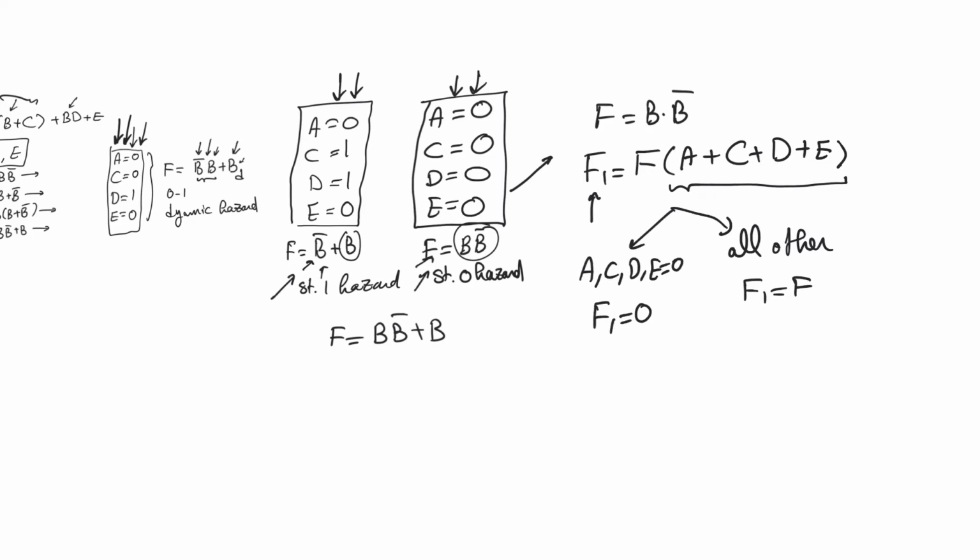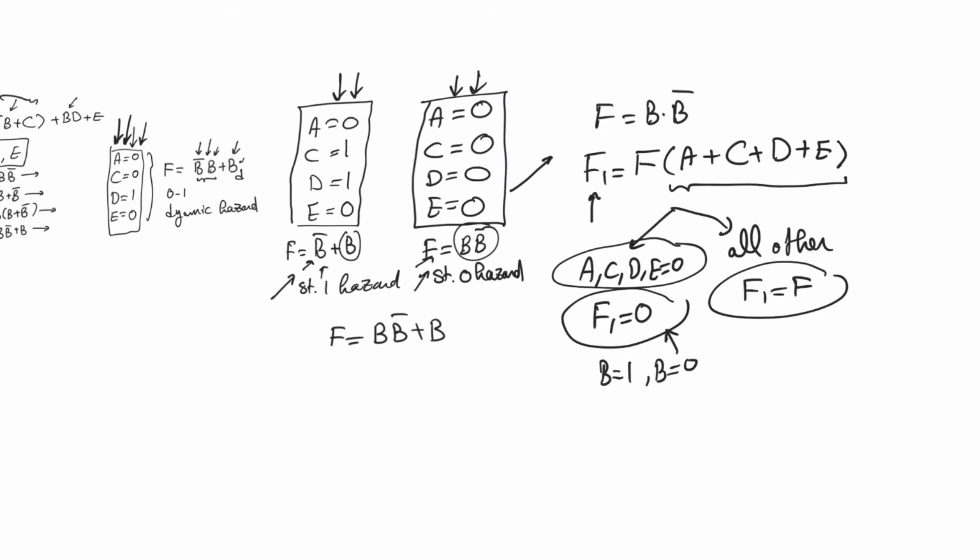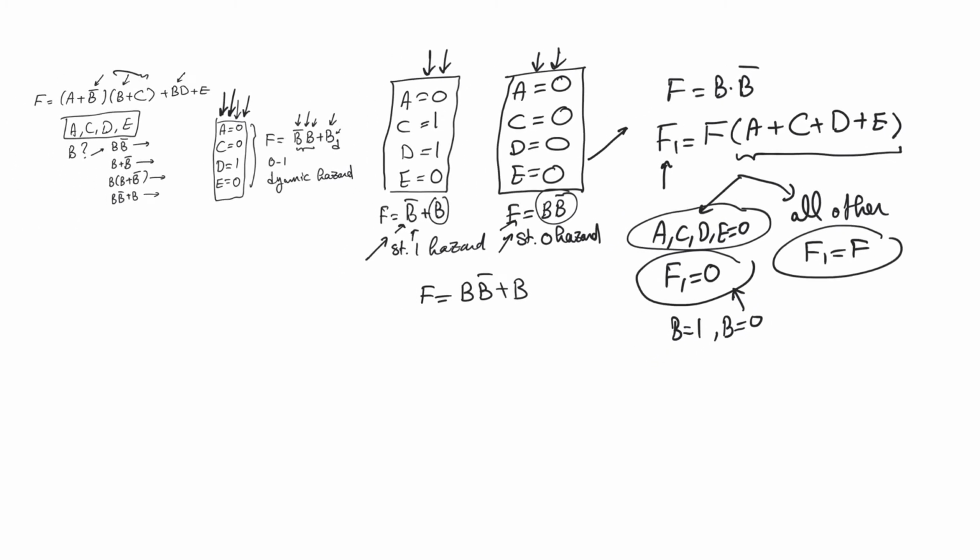Now, this means that we have solved the static hazard without changing the function, because the function is the same. And right here, the function is forced to 0. This forcing to 0 does not change the function, because the function is supposed to be 0 if b is equal to 1 or if b is equal to 0, which means that it is always 0 for this combo of a, c, d, and e. So just by simply multiplying by this bracket, we have solved this static hazard.